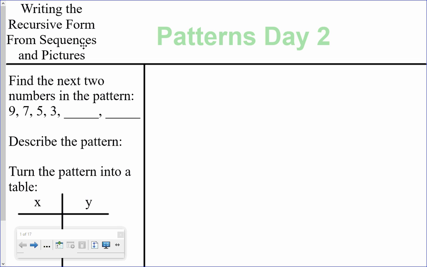So the first item here is find the next number. So looks like they're subtracting 2 to get to the next number. So 3 minus 2 is 1, and we actually get a -1 for the next number. And so to describe that, we would say subtract 2 is a decent enough way to say that.